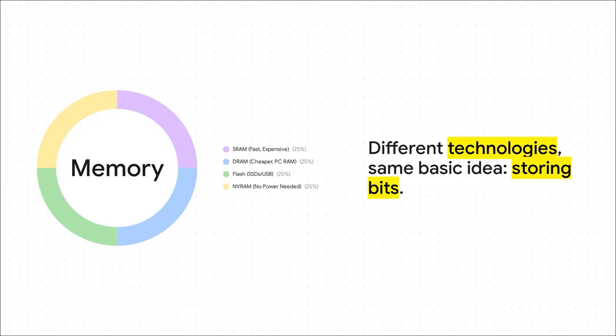Now, I should mention, the latch-based memory we built today is called SRAM. It's super fast, but it's also expensive. The main memory in your computer is probably DRAM, which uses a different technology and is much cheaper to make. And then you have things like flash memory in your SSDs and USB drives, which can even remember things without power. The technologies are different, but they all share that same fundamental idea of using addresses to store and find bits.